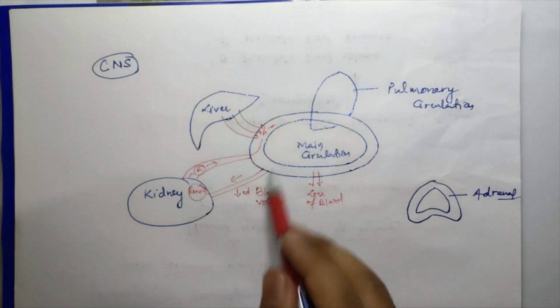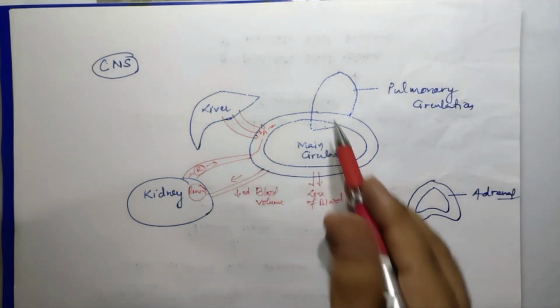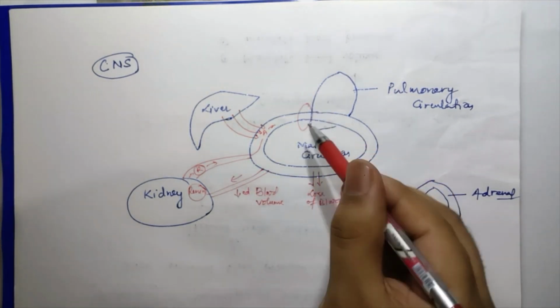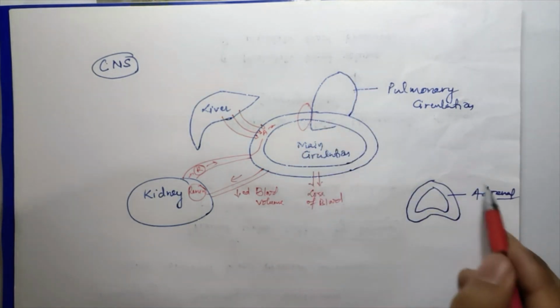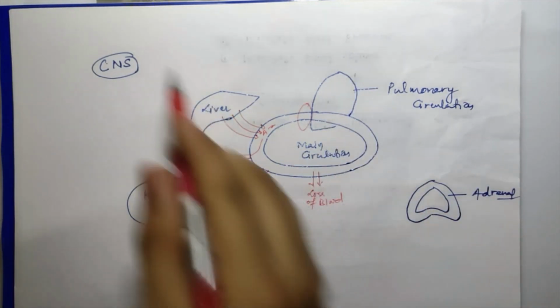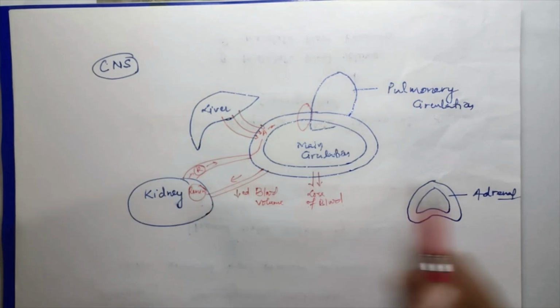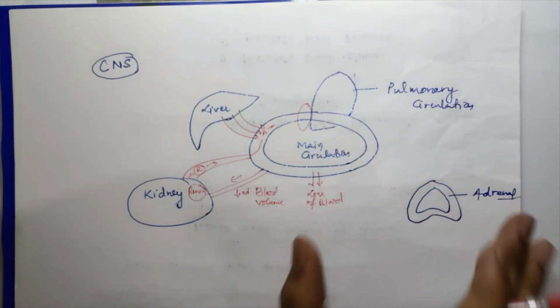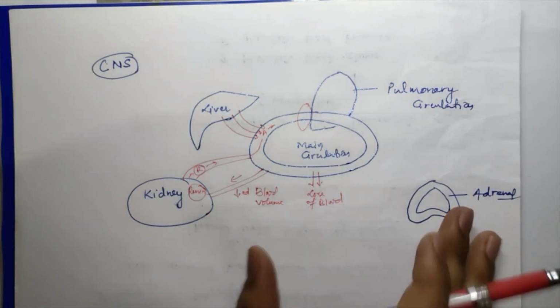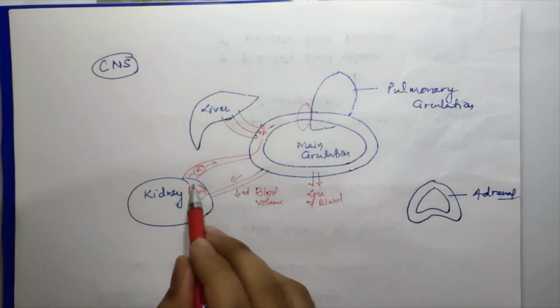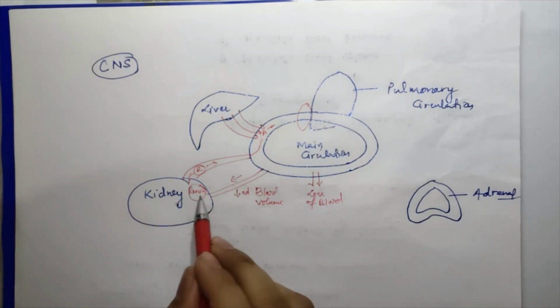but how it is further carried out by the heart, lungs, adrenal gland and central nervous system will be discussed later in this lecture. But before that, we have to focus on the kidneys and how renin is released.